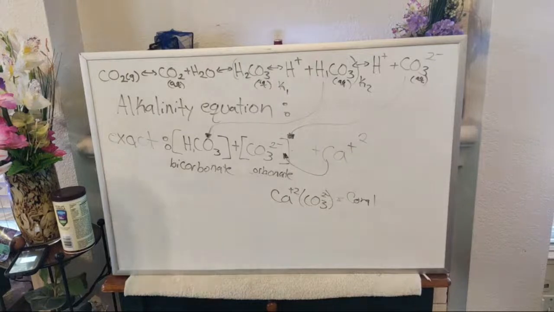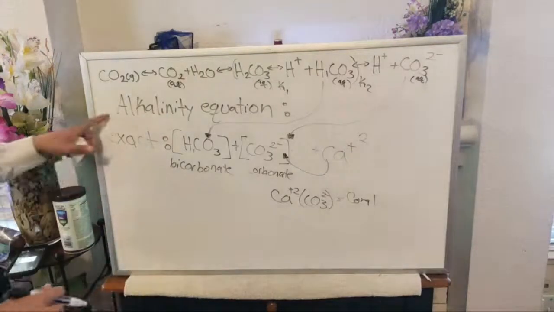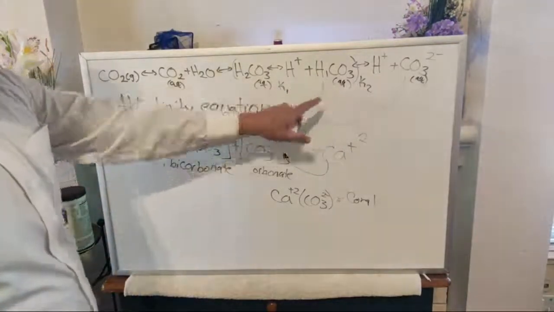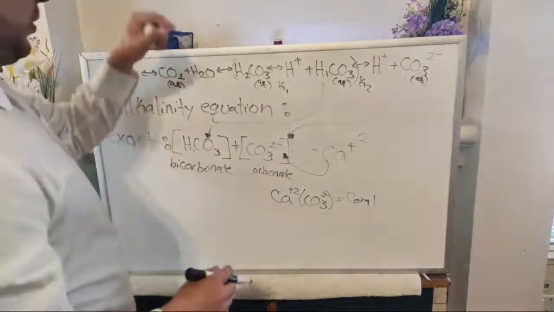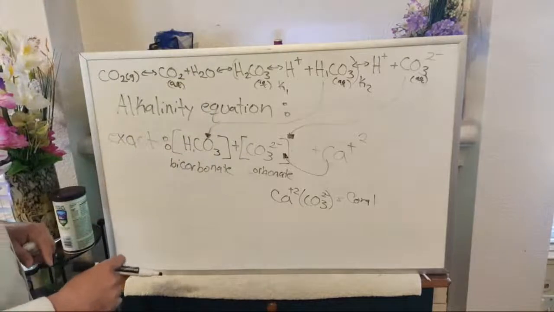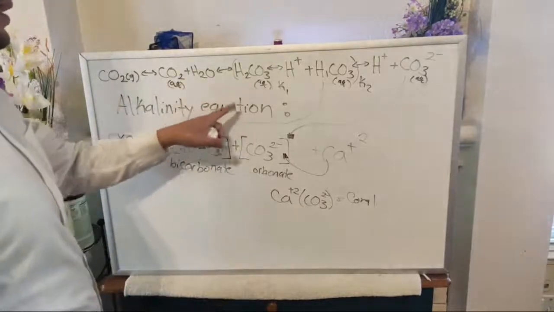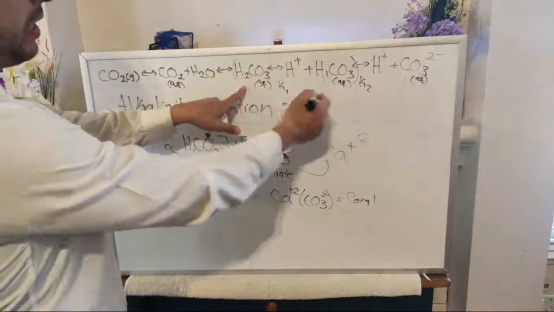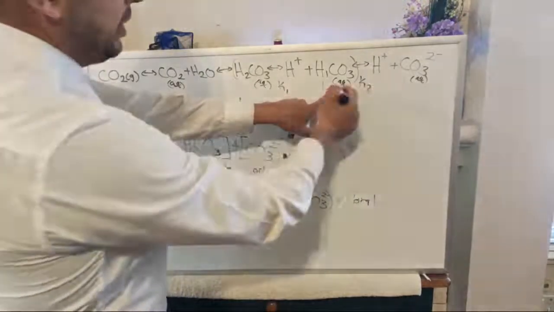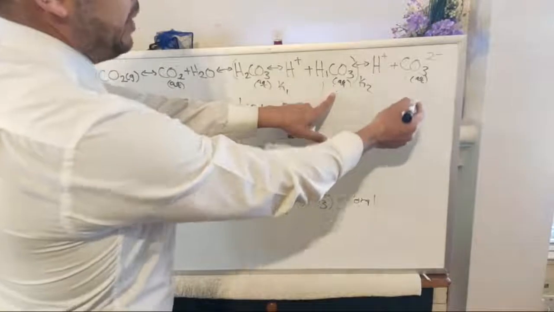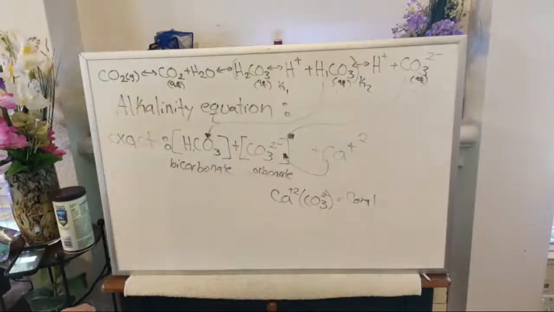So that's all alkalinity means, guys. You're taking the buffers. To figure out what the buffer is, you take the acid and its conjugate base, or base and its conjugate acid. So this is the acid, and here's the conjugate base. And over here, this is the acid, and then the carbonate, the conjugate base. Okay, guys? Like I said, it's all a buffer system.